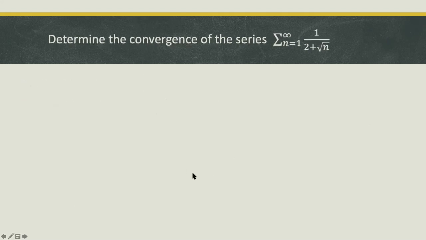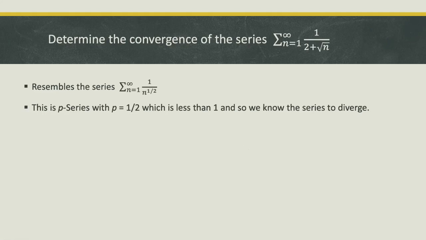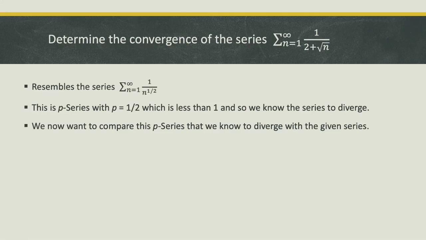Now we're going to consider the summation as n goes 1 to infinity of 1 over 2 plus square root of n. So the first thing you want to do is try to figure out the series you want to use for comparison, and it needs to be one that you know to either converge or diverge. So maybe one that comes to mind is the summation as n goes 1 to infinity of 1 over square root of n. That, of course, is a p-series with p equal to 1/2. And if you think about our p-series rules, since p is less than 1, we know this particular p-series is going to diverge.